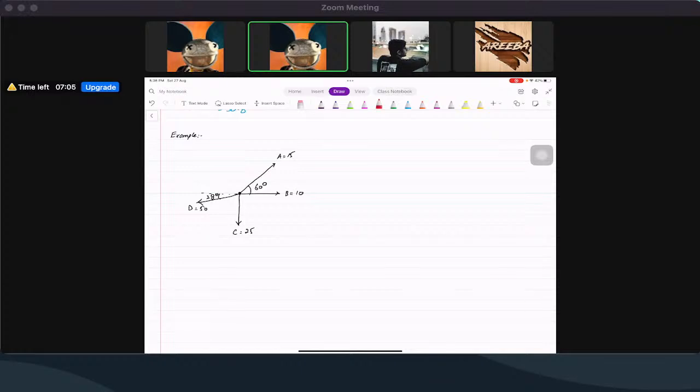So now we've got to solve all of these and find the resultant. First of all, in step 1, you always define the directions. Generally, I like to take right as positive, left as negative, up as positive, down as negative. You can also switch it if you want.